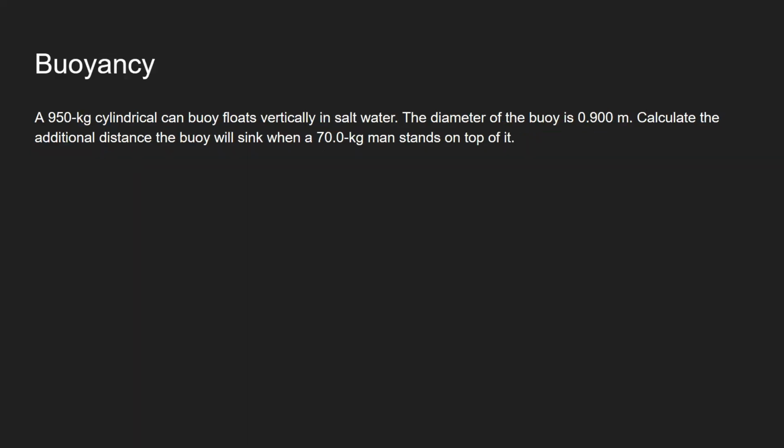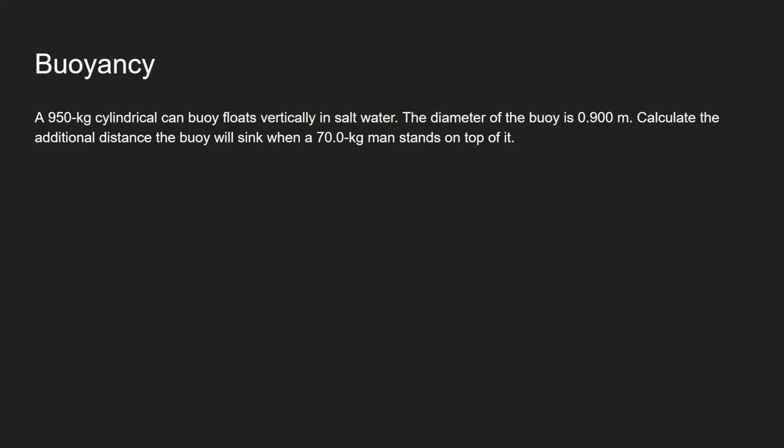The topic is buoyancy. A 950 kilogram cylindrical can buoy floats vertically in salt water. The diameter of the buoy is 0.900 meter. Calculate the additional distance the buoy will sink when a 70 kilogram man stands on top of it.